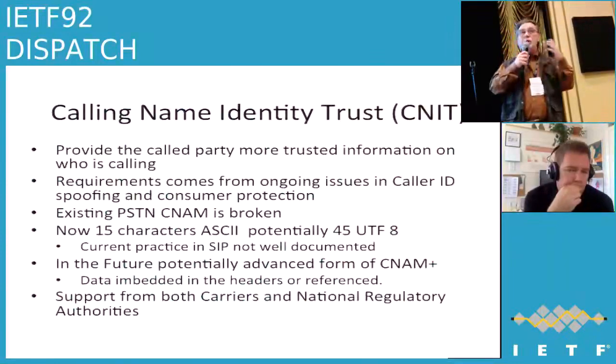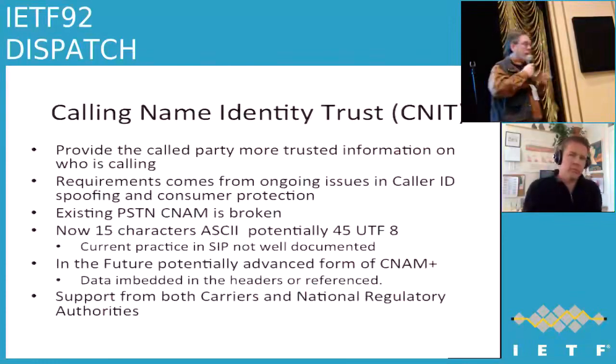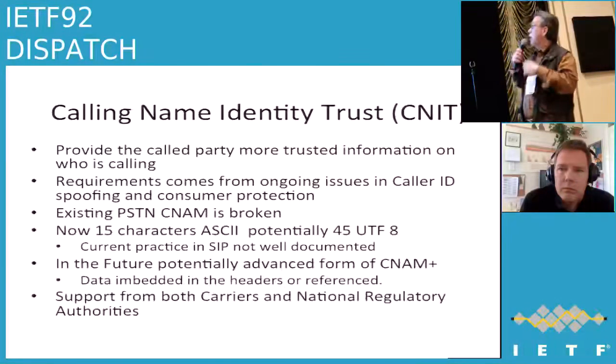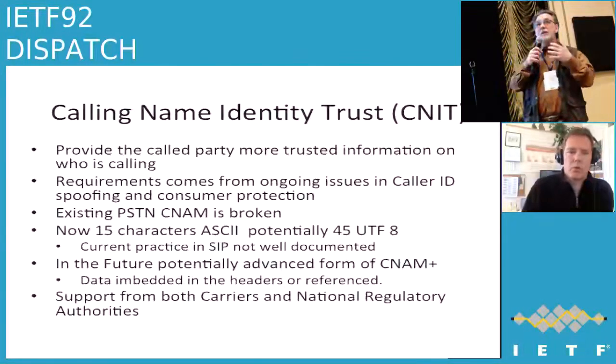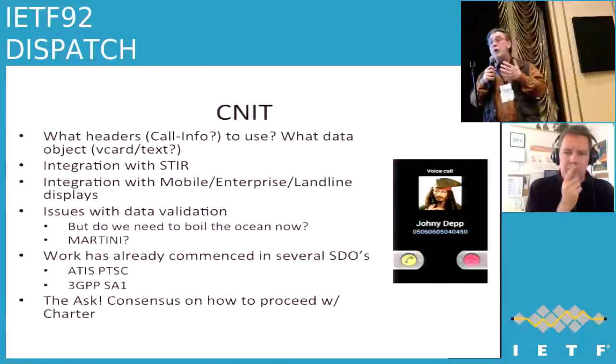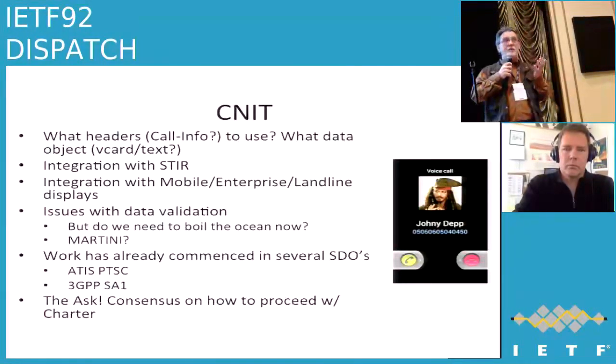So the question for CNET is essentially a chartering issue. What headers would we use? A lot of discussion has been on repurposing Call-Info in some way, shape, or form. Do we really need a brand new header here? I would prefer not. What is the data object, whether it be jCard, for instance, as a potential, or text? How is this totally integrated with STIR? Also making sure that there is consistency across the user agent platform, whether it be mobile, enterprise, or landline displays of one form or the other.